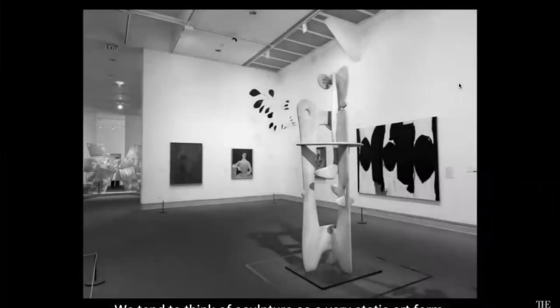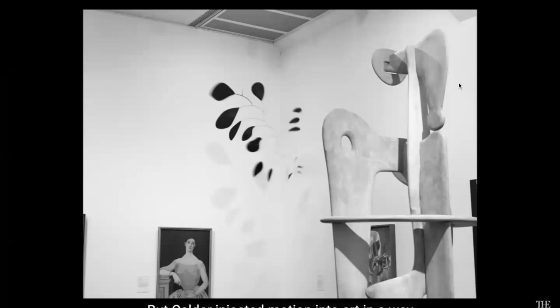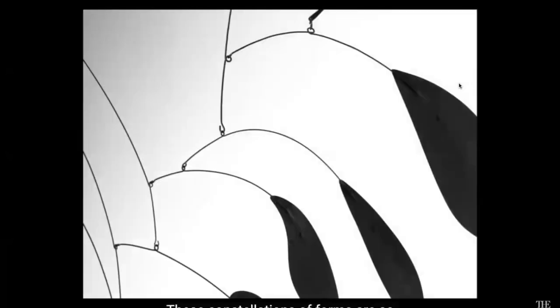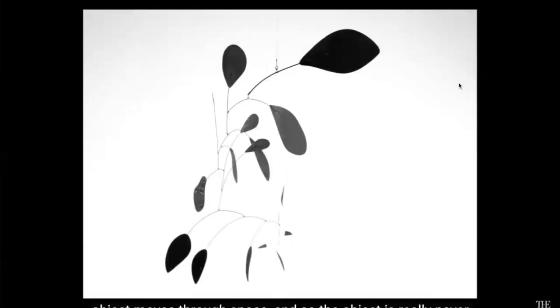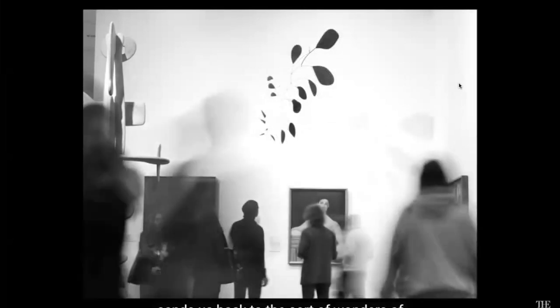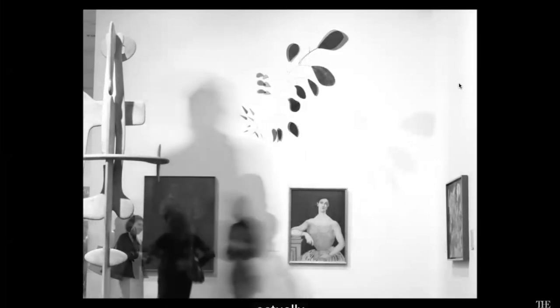We tend to think of sculpture as a very static art form, something that sits on a pedestal and we move around it. But Calder injected motion into art in a way that no one else ever had. The mobiles are suspended works of art. They are moved simply by a gentle touch of the hand or by air currents. They come alive to evoke our experience of nature, like petals of a flower or a leaf fluttering in the wind. These constellations of forms are so ingeniously balanced. They take on different forms as the object moves through space. And so the object is really never the same. We can stand in one place and it moves for us. There is something about Calder that sends us back to childhood, sends us back to the sort of wonders of discovery. They are so delicately constructed that your very presence actually impacts the work of art.